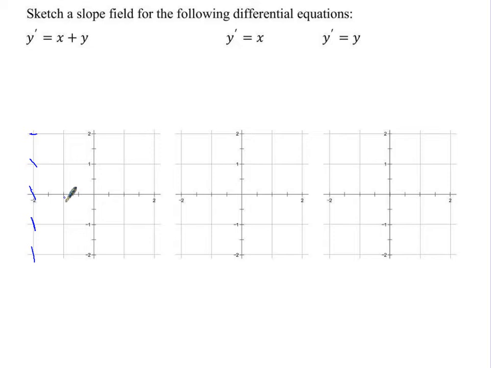Okay, moving over. We are now at negative 1, positive 2. What do we get? Positive 1. So again, try to make that match. There we go. And then negative 1, 1 is 0. And then negative 1, 0 is negative 1. So try to make that match. And then down here, negative 2, okay. And then down here, negative 3. So make it steep.